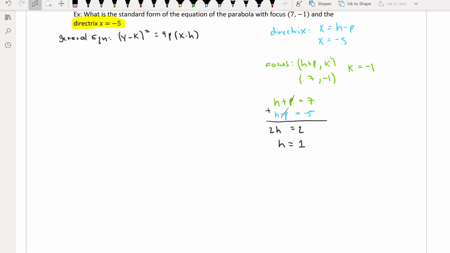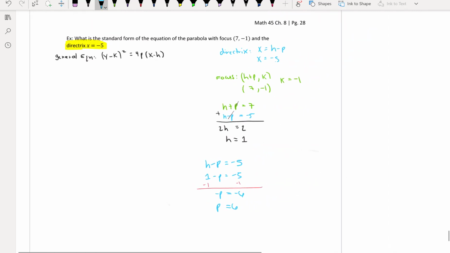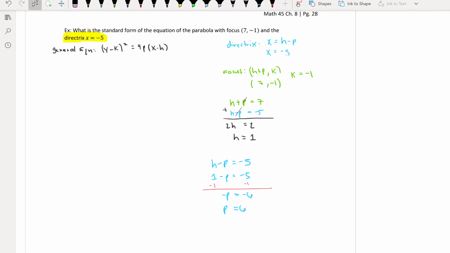It doesn't matter which one. Let's go ahead and use the directrix. So I have that h minus p is equal to -5. My h value that I got is 1. So then if I subtract 1 from both sides, I'm going to get that -p is equal to -6. And dividing each side by -1, I get that p is equal to +6. So I'm like, perfect. Now I have all the pieces of information. I have my h, my k, and my p value.